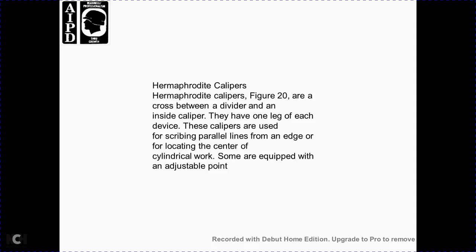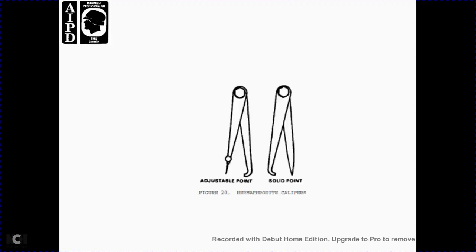Hermaphrodite calipers, figure 20, are a cross between the divider and the inside caliper. They have one leg of each. The calipers are used for describing lines parallel to an edge and for locating the center of cylindrical work. Some are equipped with adjustable points: adjustable point hermaphrodite calipers, and solid point.